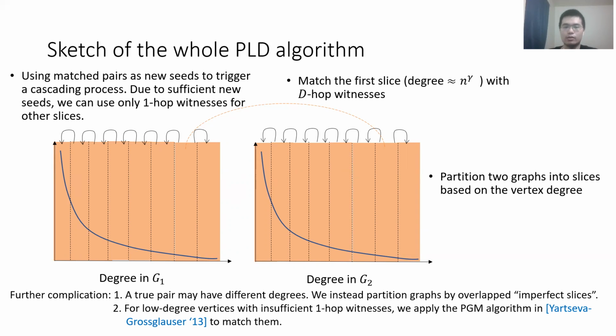Second, there are not enough one-hop witnesses to correctly match the slice with very low weight. Fortunately, for the fake pairs with such low weights, there are very few one-hop witnesses as well. Thus, we can treat all these low-weight vertices as a single slice and apply the PGM algorithm to match them.